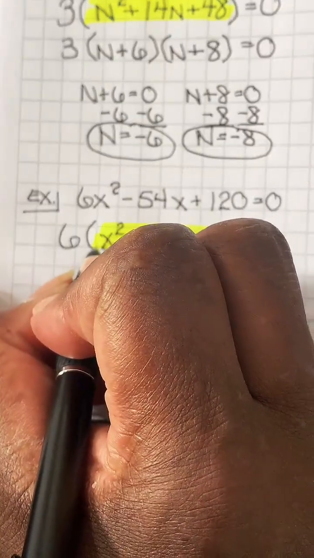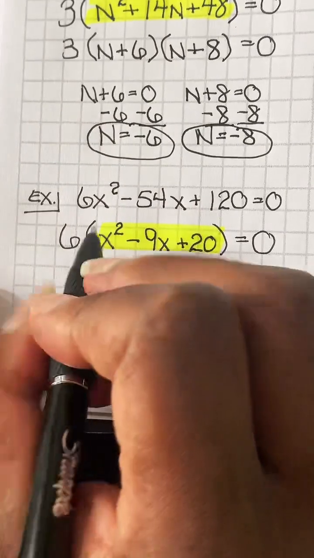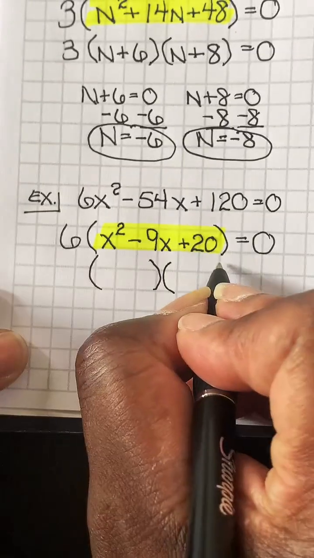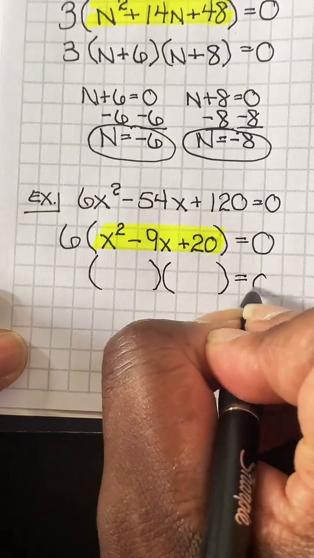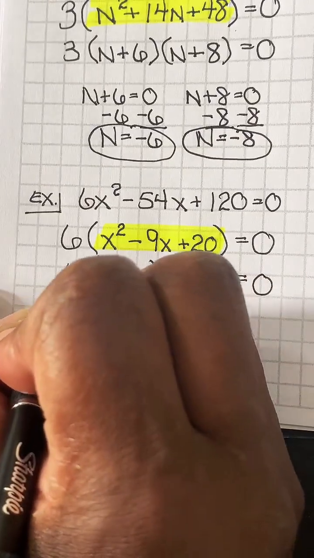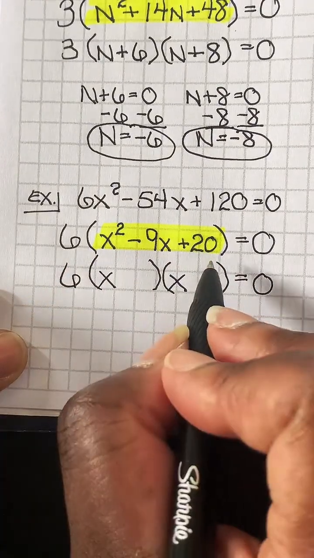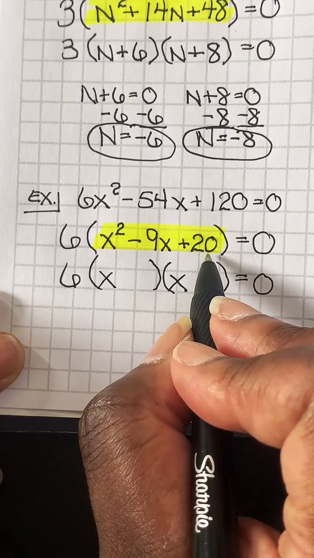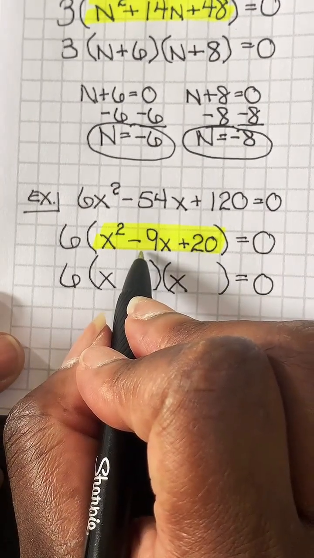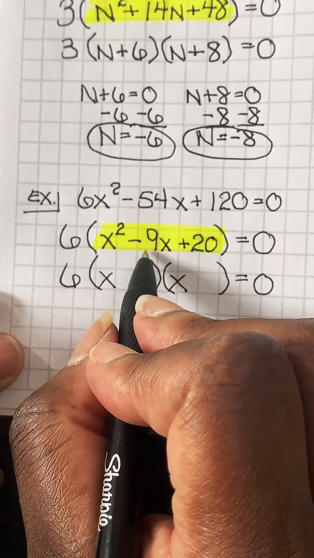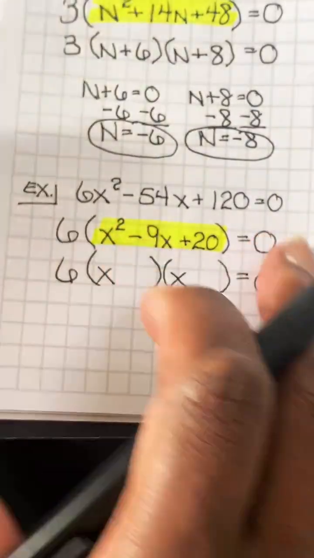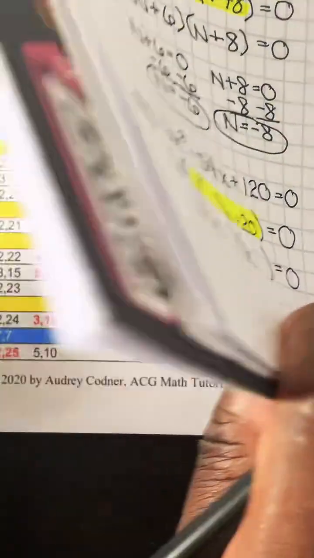So right here, since my leading coefficient is 1, we can go right into splitting my variables. In the variables, we got an x here and an x here. Bring down the 6. And then, what two numbers multiply together give me 20 and add together to give me a -9?